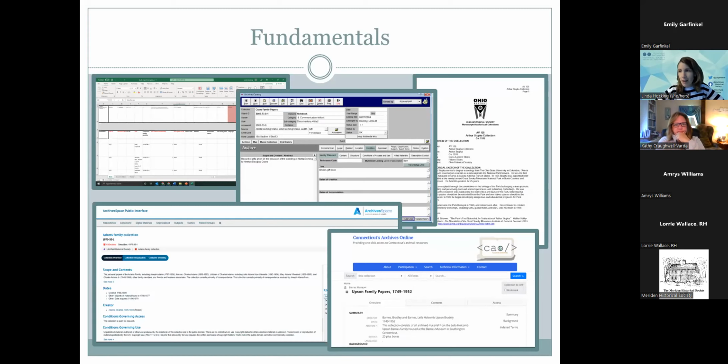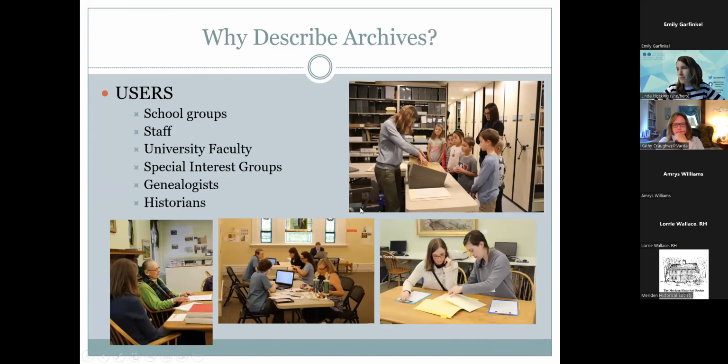Past Perfect, Connecticut Archives Online, ArchivesSpace, or any of the other many ways you can get your collections information out there. There are many systems you can use for archival description, so we're not here to tell you which one to use. We're just here to try to help you understand what information should go in that system.